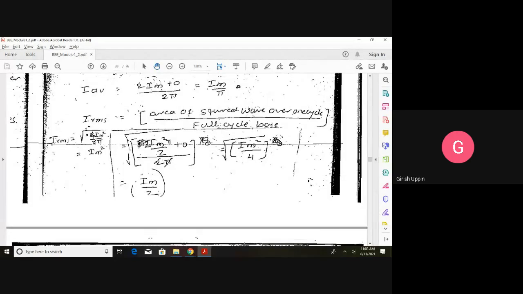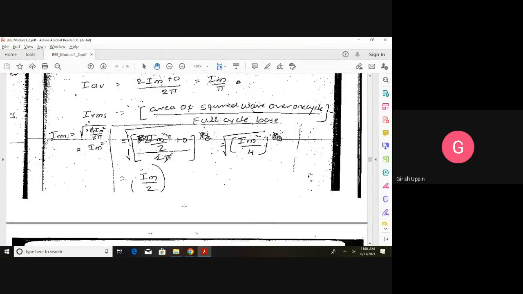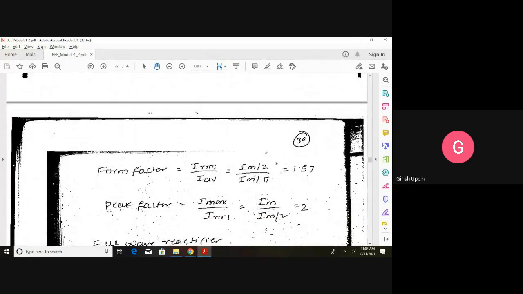Now you found out the average value of the half wave rectifier is Im by pi, and the RMS value is Im by 2. So Im by 2 means 0.5 Im. Now you know I average and I RMS, so you can calculate the form factor. What is the form factor? Form factor is the ratio of the RMS value to the average value, I RMS divided by I average. We already found out the RMS value as Im by 2, and I average is Im by pi. If you calculate, we get the value as 1.57. So for the half wave rectifier, the form factor is constant and it is 1.57.